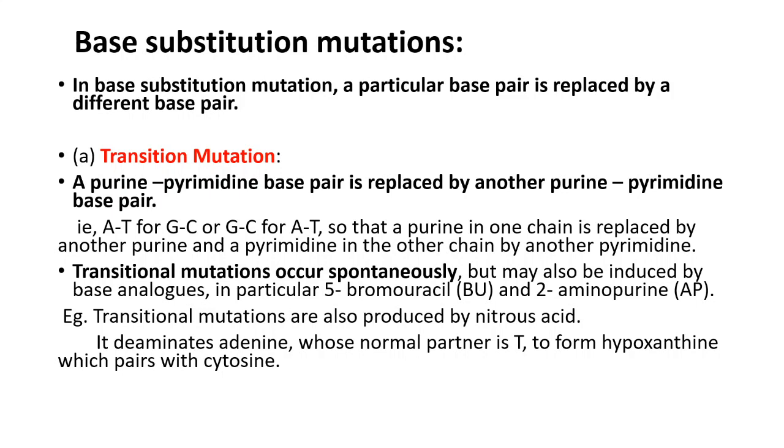Transitional mutations occur spontaneously but may also be induced by base analogues, in particular 5-bromouracil, the analog of uracil, and 2-aminopurine, the analog of adenine. For example, transitional mutations are also produced by nitrous acid. It deaminates adenine, whose normal partner is thymine, to form hypoxanthine, which can pair only with cytosine.